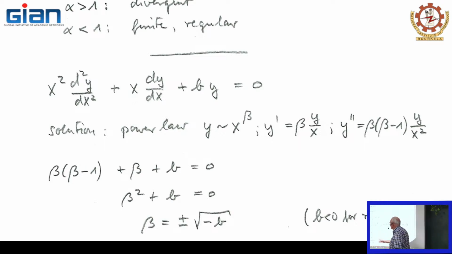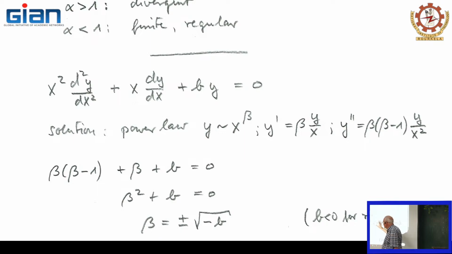Let's take the following second order differential equation: x squared times d2y by dx squared plus x times the first derivative plus some constant b times the function itself is equal to 0. Well, you can try a power law as a solution. That means you try a solution of the form y proportional to x to the power beta. Then you can derive the first and second derivatives.